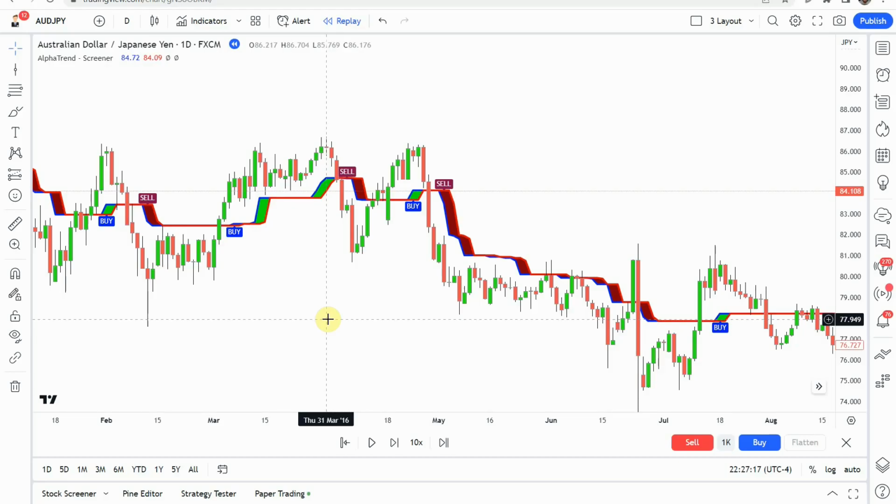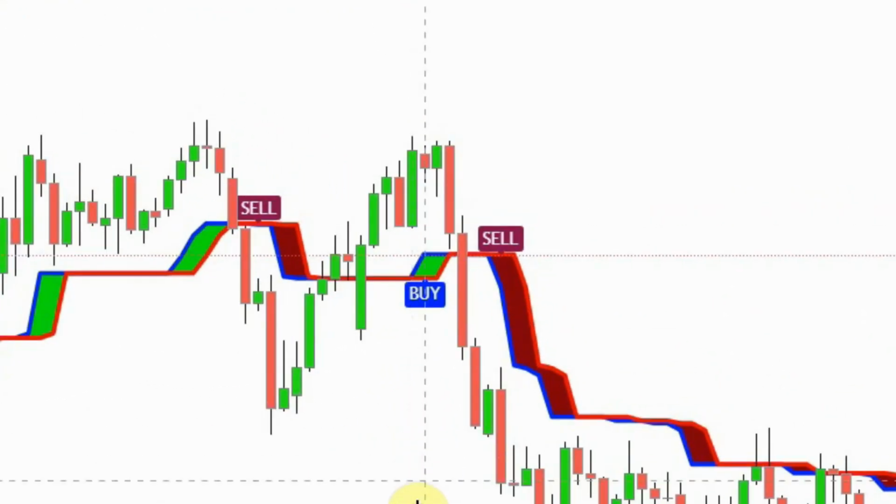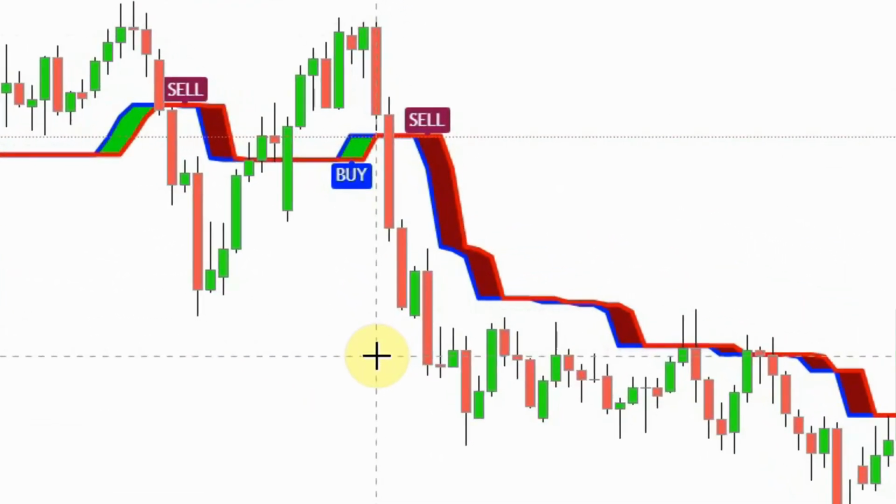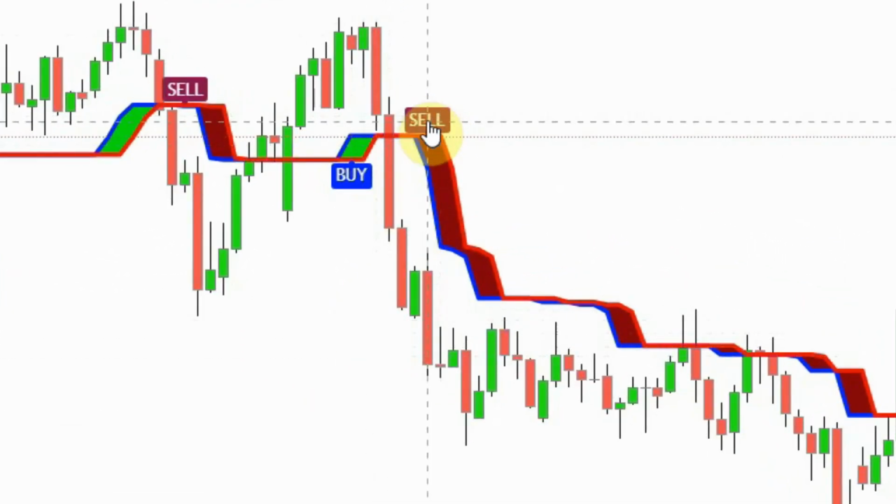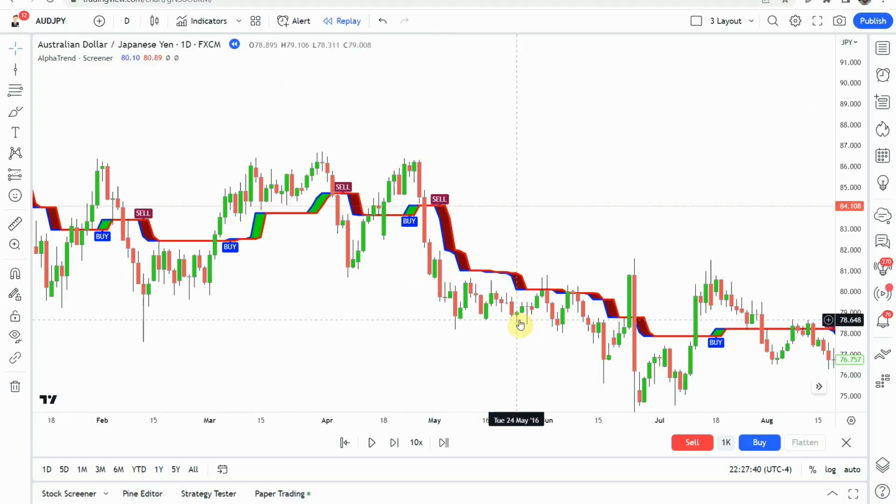Alright, as I said, today we will be testing the AlphaTrend indicator. You can see it here on screen. And so the setup on this is really easy. When we get a buy signal from the AlphaTrend indicator, that's going to be a signal to go long. When we get a sell signal from the AlphaTrend indicator, that's going to be a signal to go short. You can see the nice push to the downside right here.